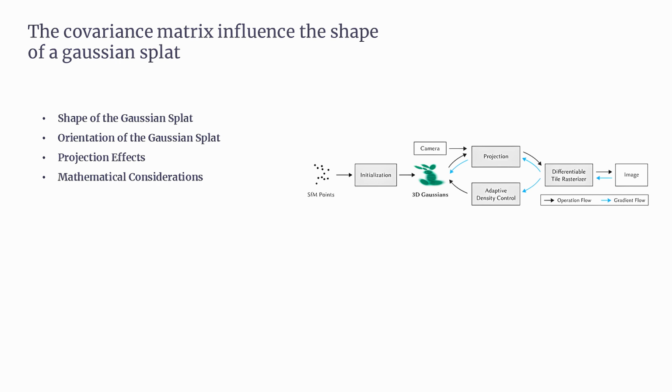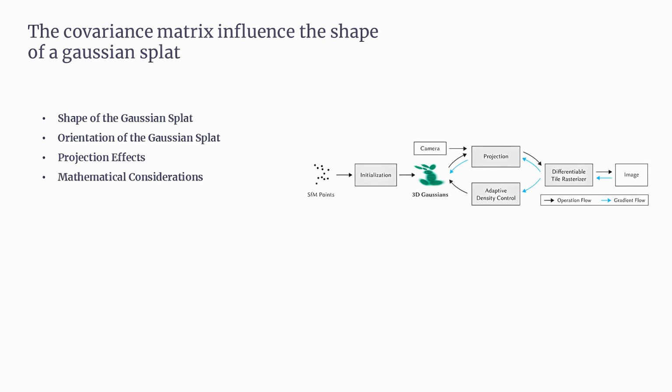The fourth, mathematical considerations. For a covariance matrix to be valid, it must remain positive semi-definite. This condition ensures that all eigenvalues are non-negative, which is critical for maintaining meaningful geometric interpretations during optimization processes. Techniques such as gradient descent are employed to optimize these matrices while ensuring they remain valid throughout adjustments.